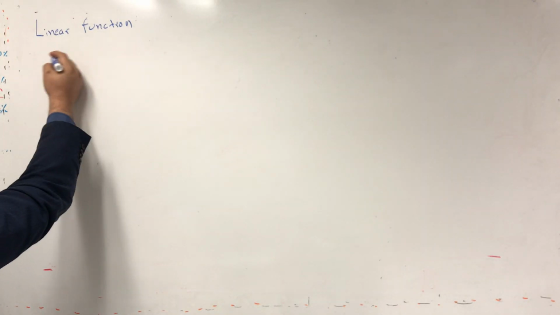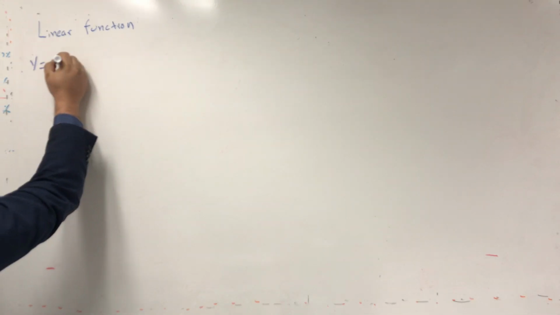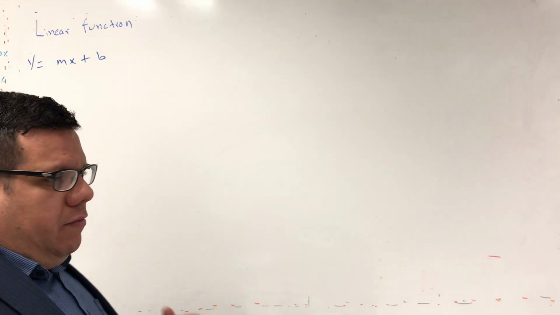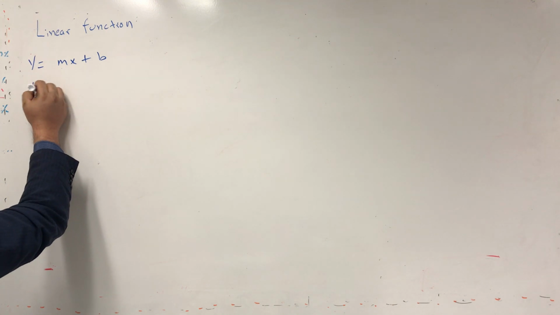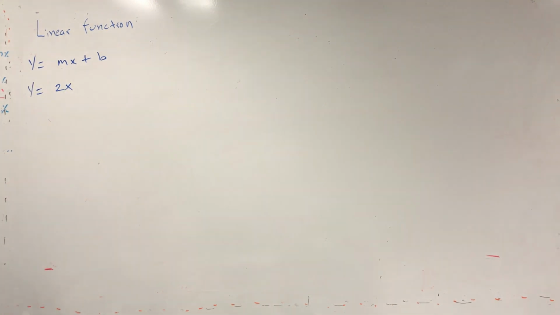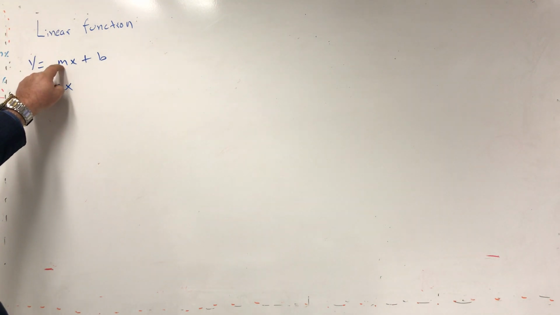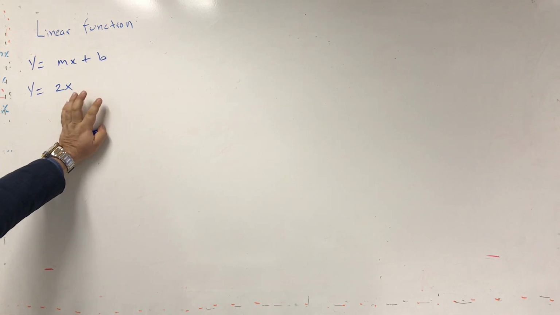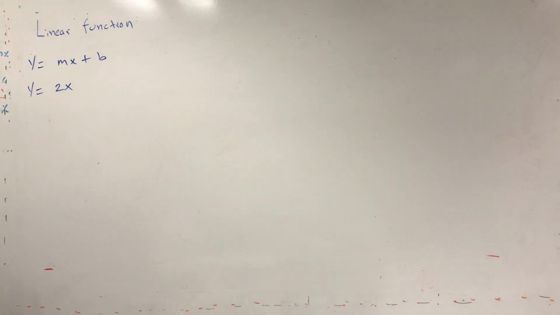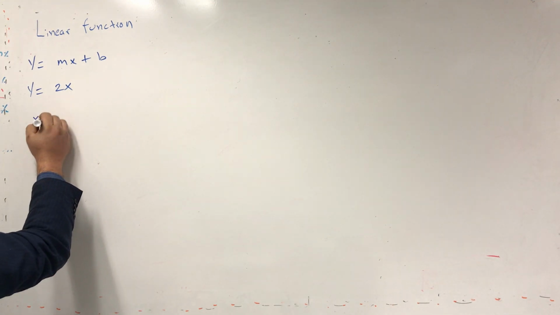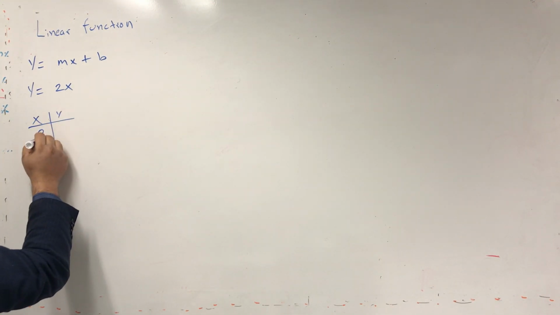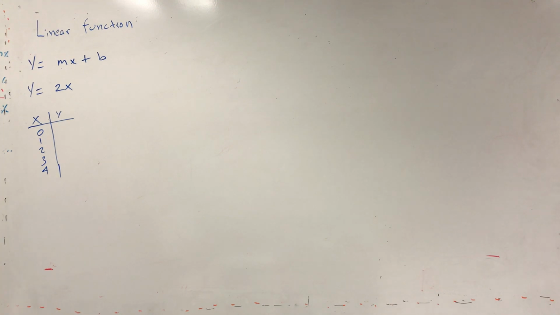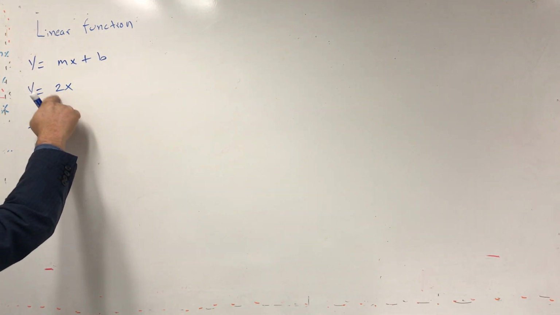The first thing that we have is y equals mx plus b. I will work with a very simple function, y equals 2x. As you can see, 2 is the value for m, which is the slope, and b has a value of 0, which is the y-intercept. If you have x values 0, 1, 2, 3, 4, only five values from 0 to 4, then the value for y will be 2 times the value of x.